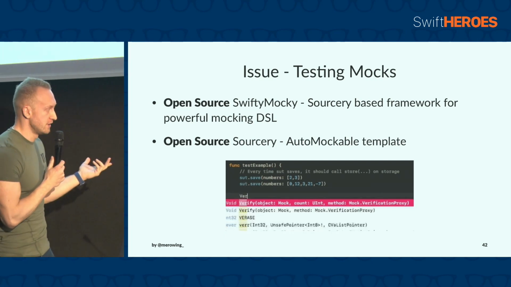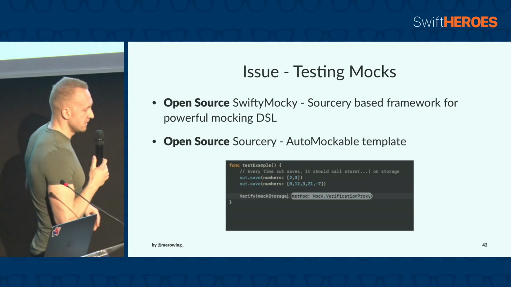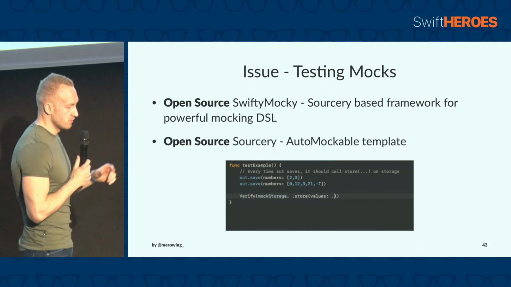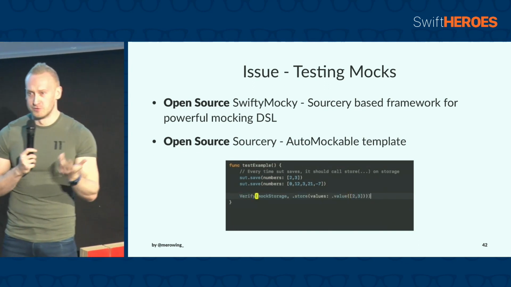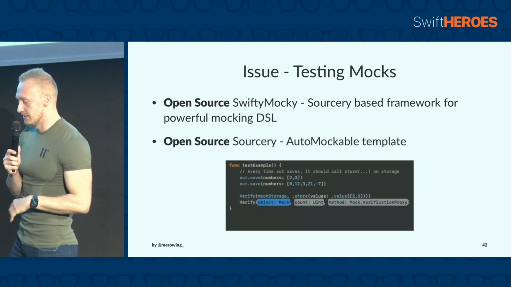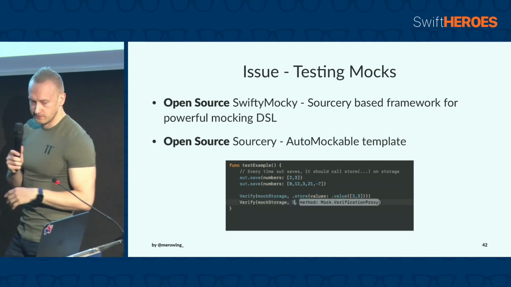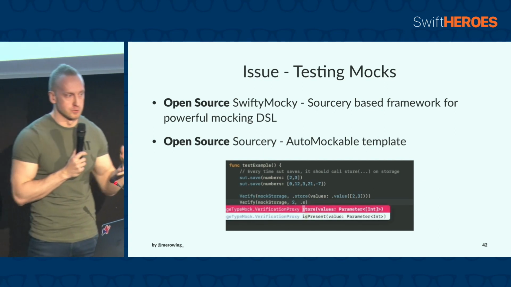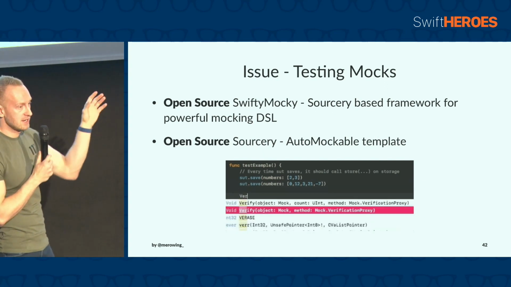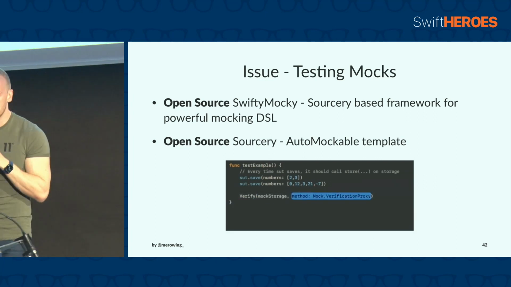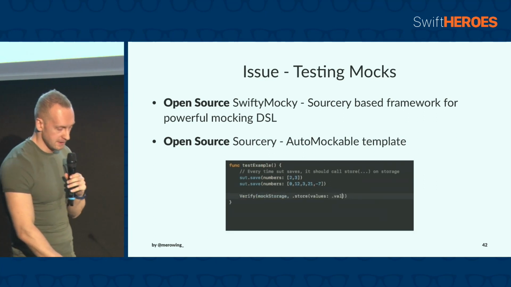Sorcery comes with an auto-mockable template that you can use for free, but there are also other products built on top of Sorcery, like SwiftyMocky, that give you a very fancy API that you can use for testing. If you ever used OCMockito or one of the older tools, this is basically it. You have this verify that something was called. It's very convenient, very powerful.